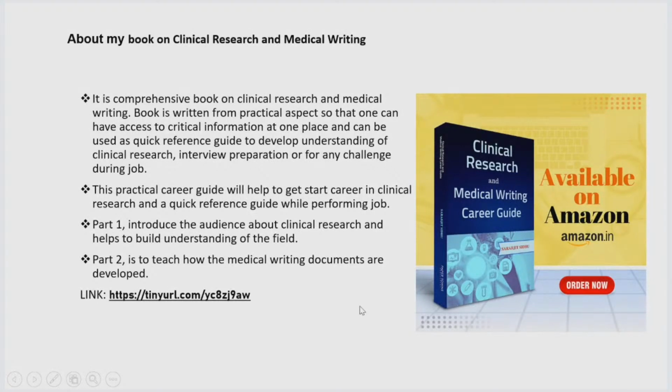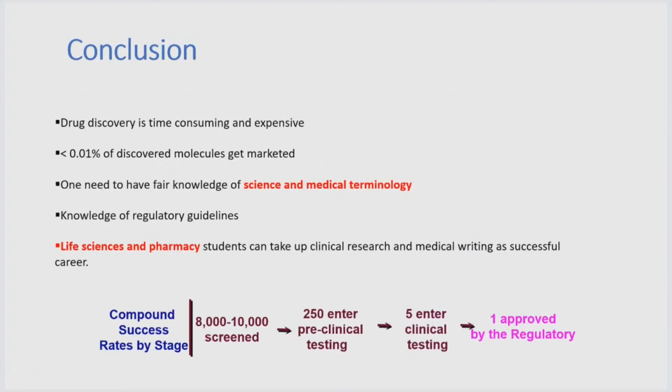To conclude, I just wanted to say that drug discovery is time consuming and expensive. The success rate is very low, 0.01%, right? And anyone who has a fair understanding of science and medical terminology can make it a good career. And you should have knowledge of regulatory guidelines.